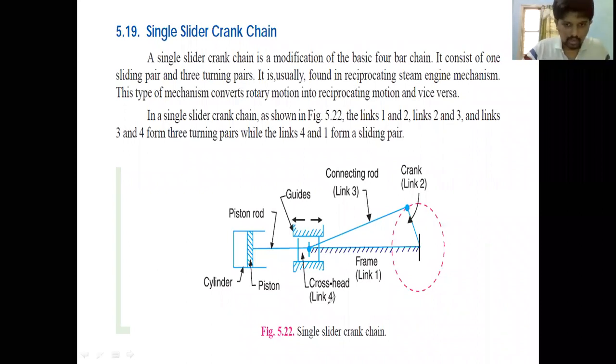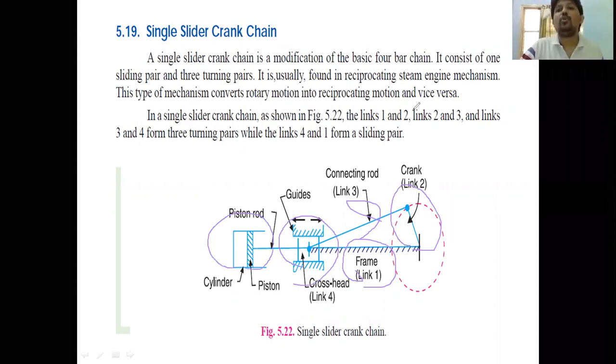Here also you have 4 links. The first link is the frame, which is fixed. The second is our crank, which is rotating, and the third is our connecting rod, which connects the crank and the lever. Here the lever is some crosshead, and the crosshead is connected to the piston. So link 1 and 2 are connected here. Link 2 and 3 are connected here. Link 3 and 4 are connected, and link 4 and 1 are connected.